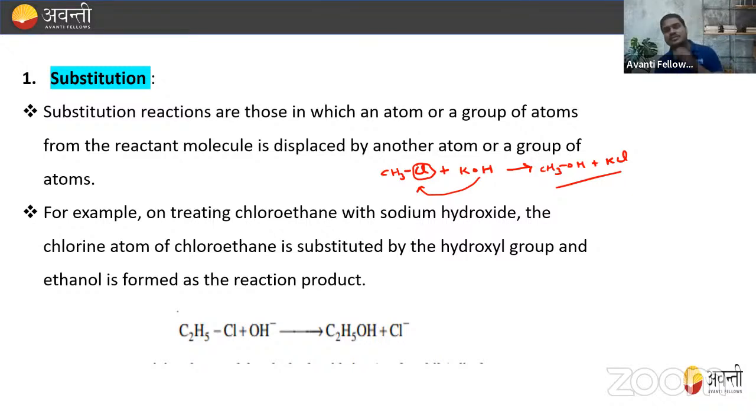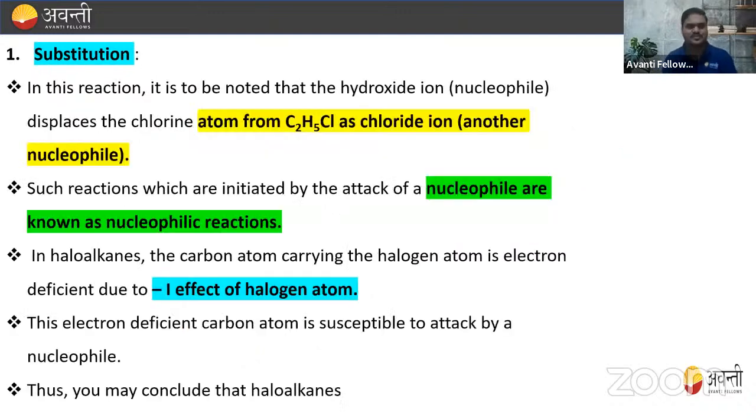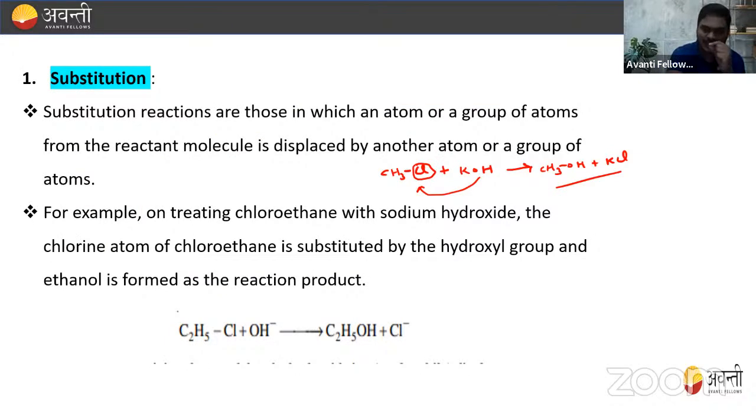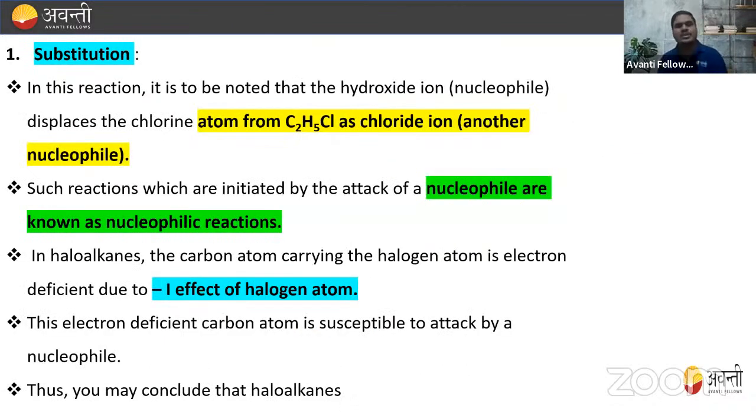So this is an example of a substitution reaction. So I hope यहाँ तक तो सबको clear होगा. बहुत simple चीज है, तुम लोगों ने पढ़ा भी है. So it's very much clear. Okay. Now, in a substitution reaction, it is very important to note, in the previous example, that OH came and combined with the CH3, right? So in this reaction, the hydroxide ion, OH, acts as a nucleophile and displaces the chlorine atom from the ethyl chloride. This is a substitution, or we say nucleophilic substitution reaction.